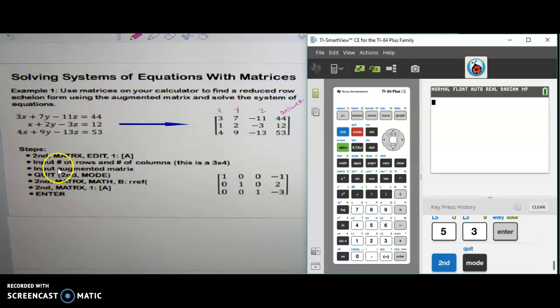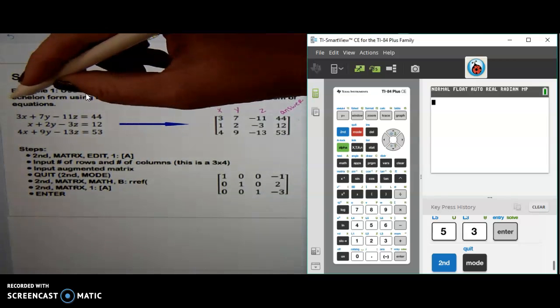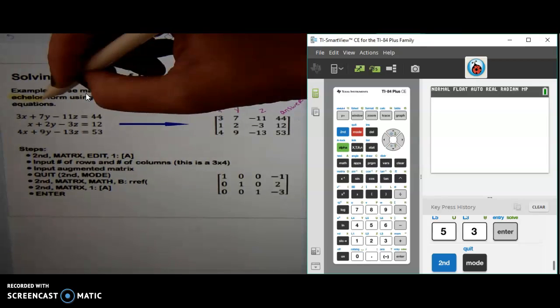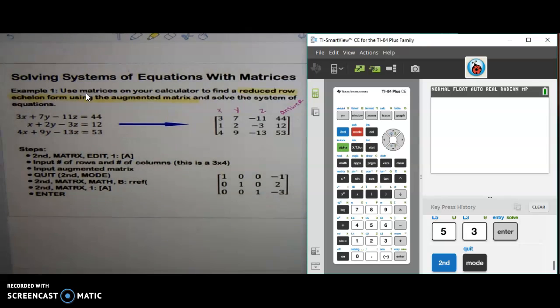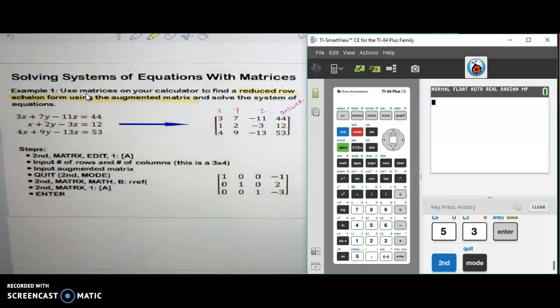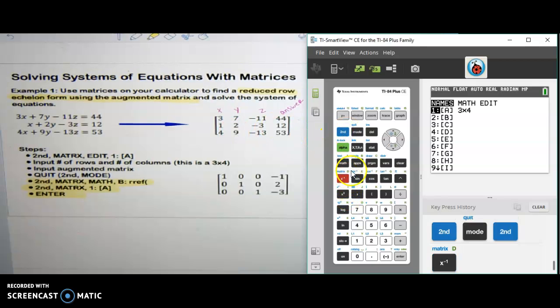And then what we're going to do is, if you look at the directions, it says use the matrices on your calculator to find a reduced row echelon form using the augmented matrix. So if we had a ton of time to spend on matrices, we would learn how to do this by hand. But the calculator can do this for you. So the directions for this are here. So I'm going to highlight the directions that you're using to actually figure this out. So you're going to go to second and back to matrix. This time we want to go over to math. And we want to pick letter B, which says RREF. It stands for that reduced row echelon form.